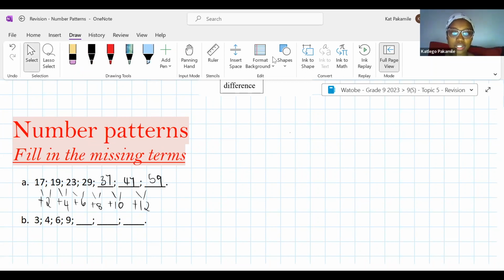Okay, I see you guys in the chat. Zupanya says the multiples of 2, which would be correct because we're adding 2, 4, 6, 8, and so on. Okay, first one wasn't too bad.